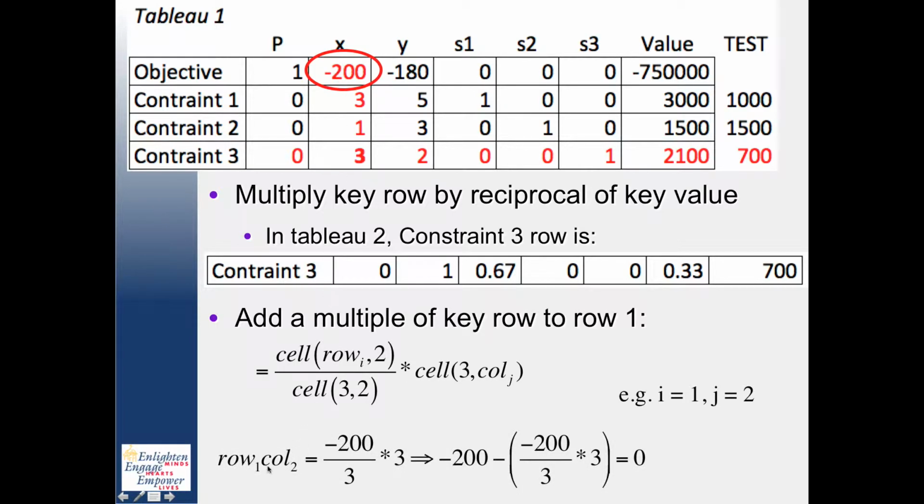So row 1, column 2, I have row 1, column 2, that's the numerator of the multiplier, so that's this one, divided by the key cell, which is this one. So that's 200 minus 200 divided by 3 times 3. Third row, second column, right? So it's this one. So if I do that out, it comes out to 0.